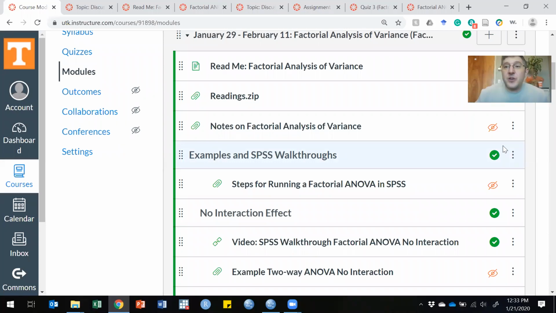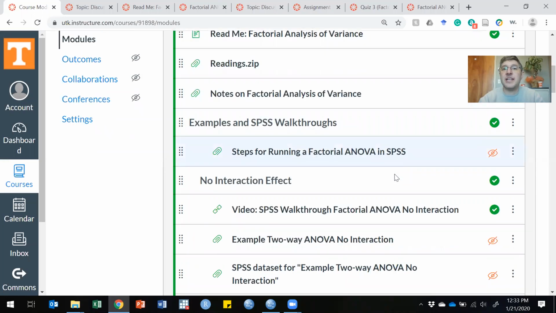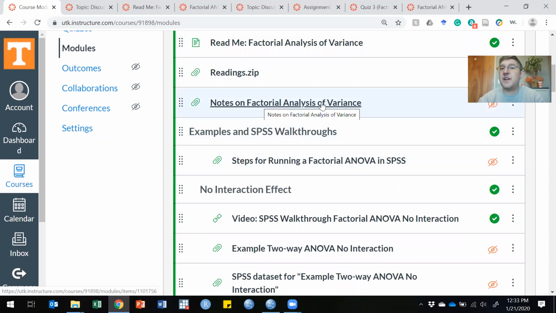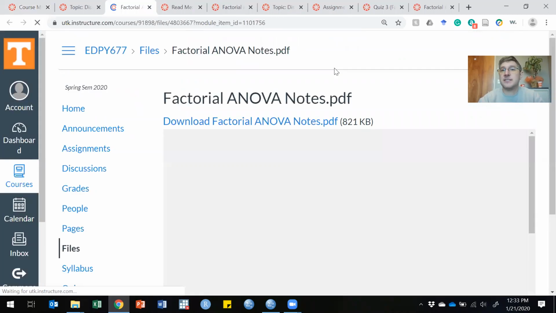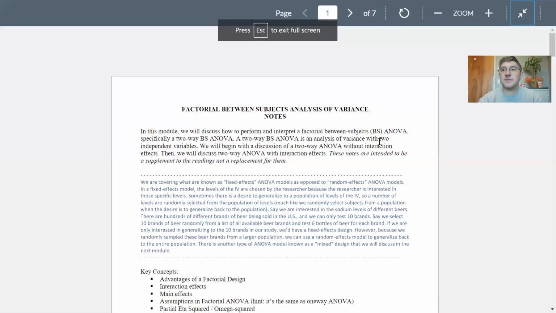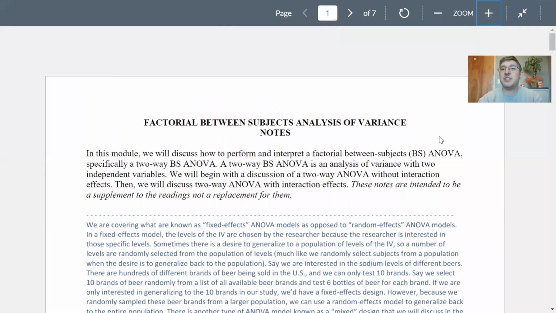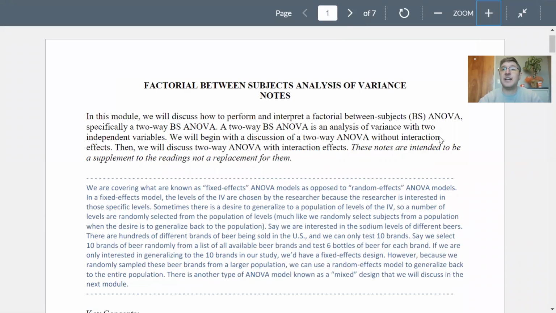All right, so now that I've given you a little overview of all the different material that's out there on Canvas, let's look at the notes on factorial analysis of variance. We'll just talk through a little overview of factorial ANOVA. These notes are intended to help you supplement the readings and hit the high points of the readings. And then you can go back into the readings and get more detail.